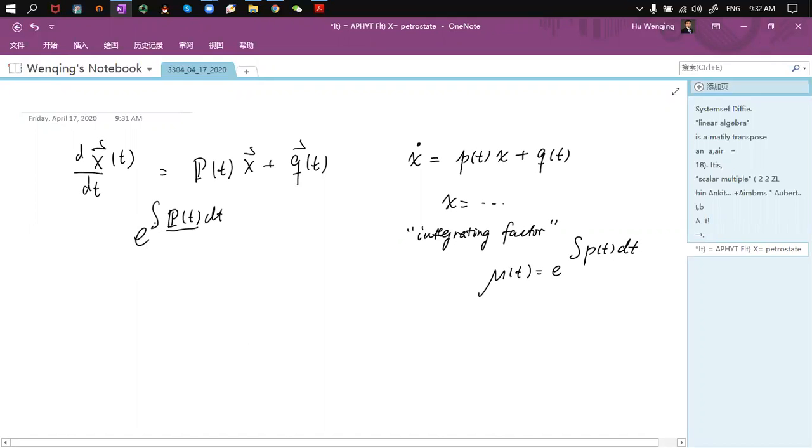First of all, you give me a matrix. What does it mean, the integral of that matrix? And even if you have the integral of that matrix, what does it mean, an exponential raised to an integral of that matrix? So this is kind of unclear, right?